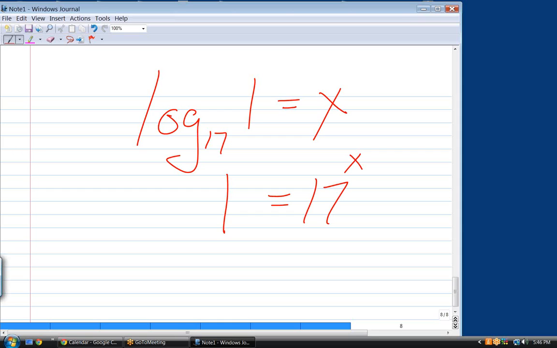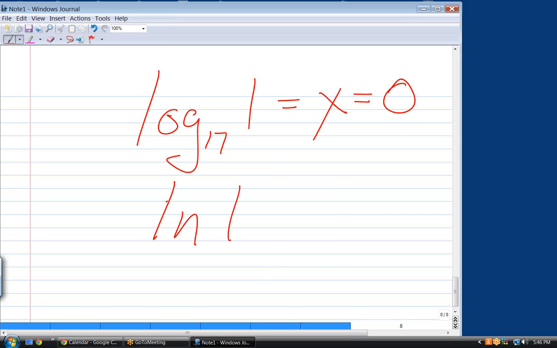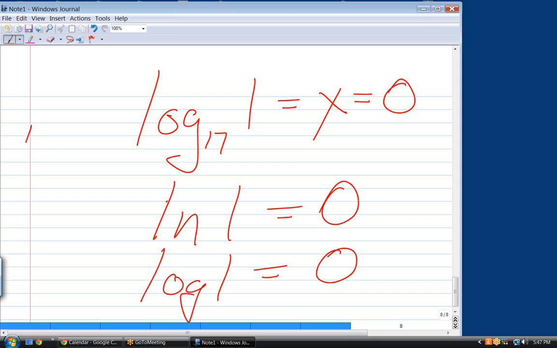Would it be 0? Yes. X has to be equal to 0. Therefore, this is always 0. In other words, the log base anything of 1, I could have natural log of 1, that's also equal to 0. I could have log of 1, that's equal to 0. I could have log base 2 of 1, that's equal to 0. And the reason is because any number raised to the 0th power is equal to 1.